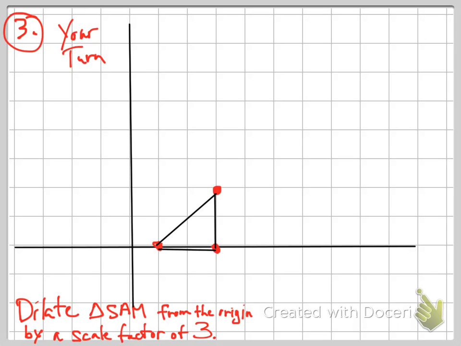This time you're dilating by 3. Notice it's a 3 down here. So you're going to be 3 times bigger. And I forgot to label this thing Triangle Sam. Alright, so now you try 3 times biggering from the origin, 0, 0. Yeah, give it a shot.